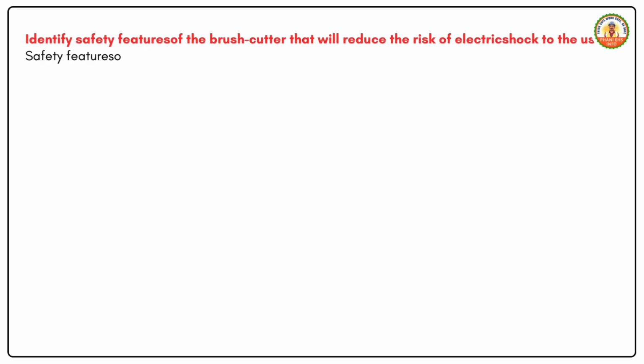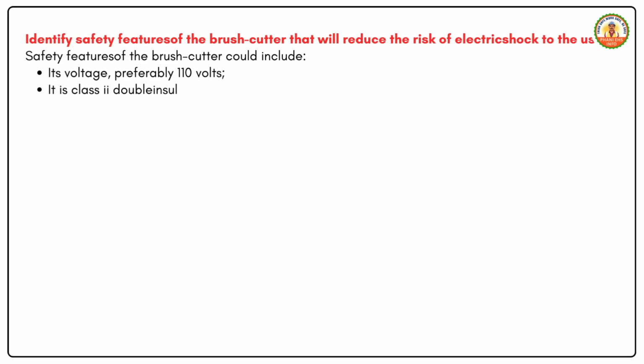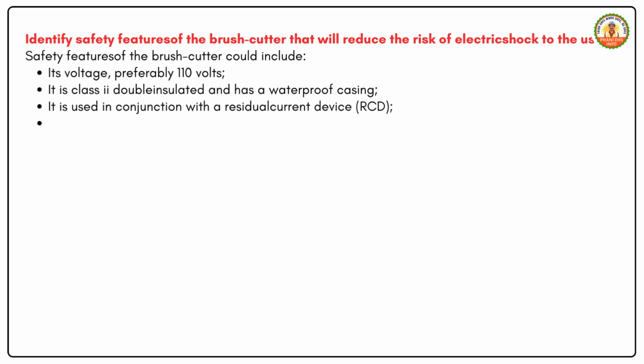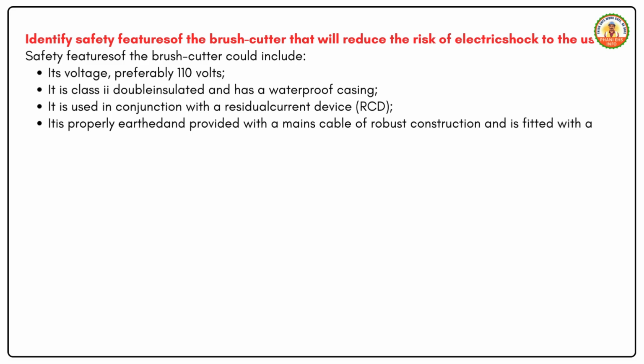Identify safety features of the brush cutter that will reduce the risk of electric shock to the user. Safety features of the brush cutter could include its voltage, preferably 110 volts. It is Class II double insulated and has a waterproof casing. It is used in conjunction with a residual current device, RCD. It is properly earthed and provided with a mains cable of robust construction and is fitted with a fuse of the correct rating or connected to a circuit breaker.